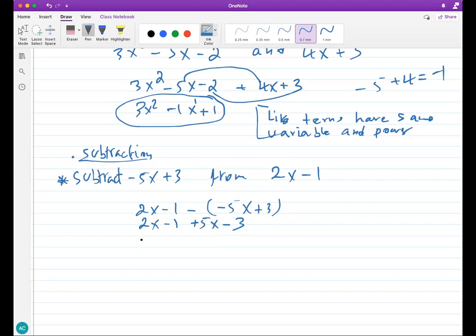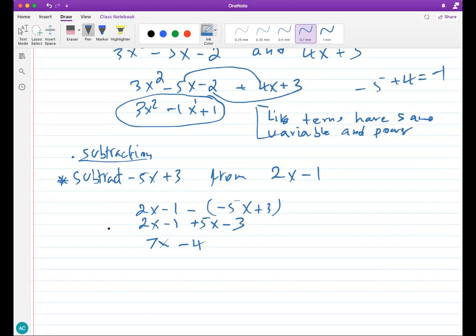Now we combine like terms. So what do we combine here? 2x plus 5x. Exactly. 2x plus 5x will be? 7x. Minus 4. Negative 1, negative 4. And that's all.